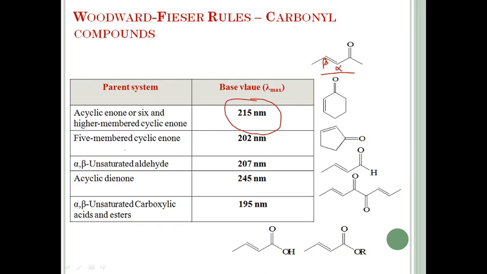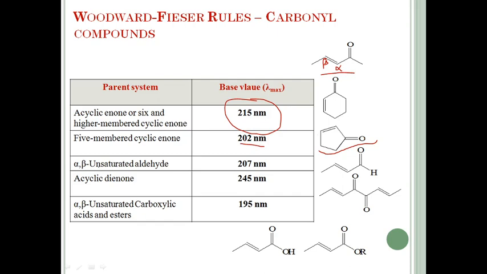Now come to another one, the 5-membered cyclic enone. A 6-membered cyclic enone contributes 215 nanometer. A 5-membered cyclic enone contributes 202. So this one is a 5-membered ring which contains ene and one. So this is a 5-membered cyclic enone system. When such a system is present, the base value for this one is 202 nanometers.